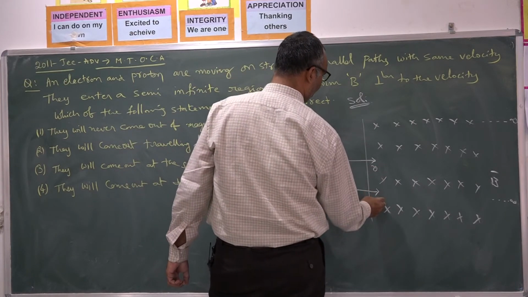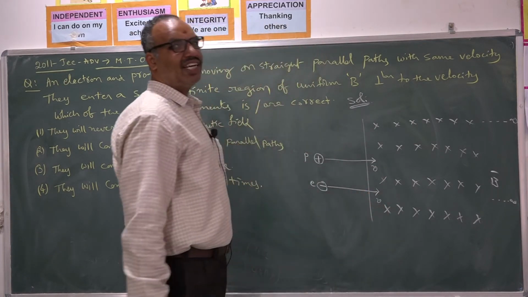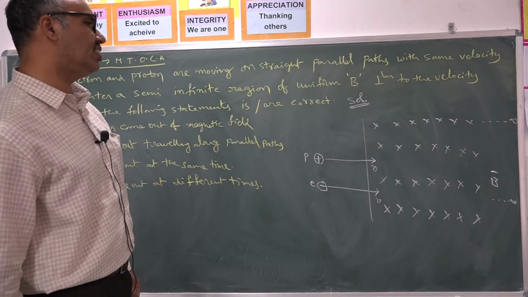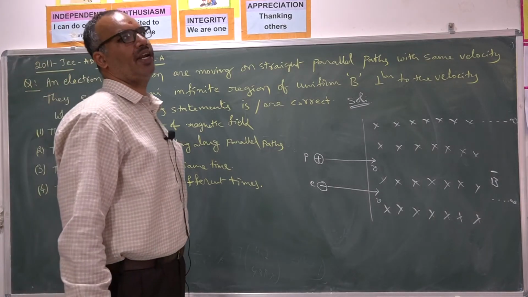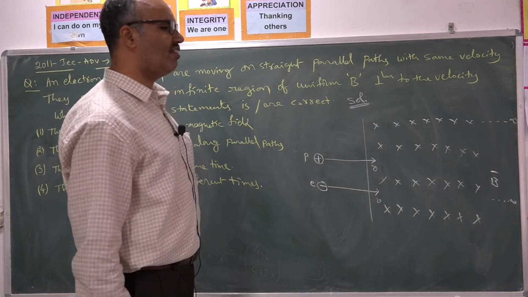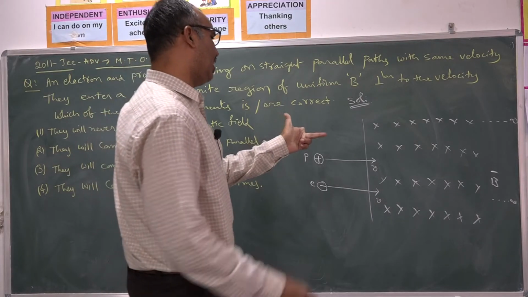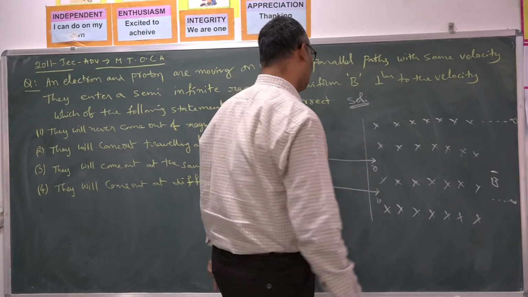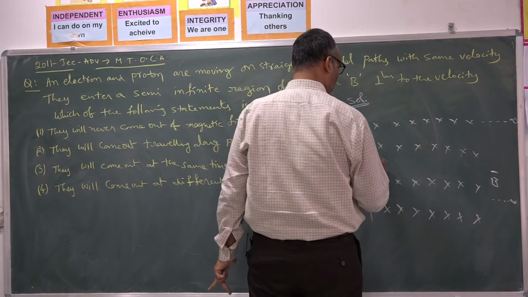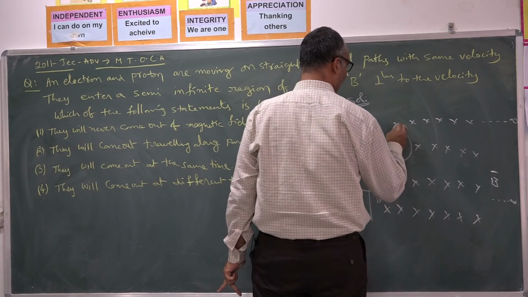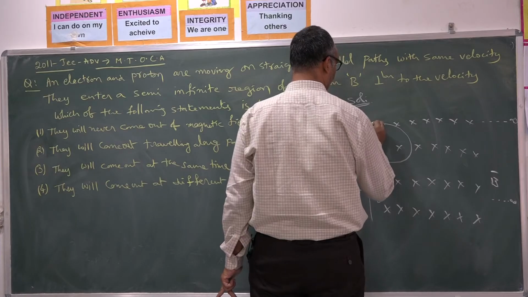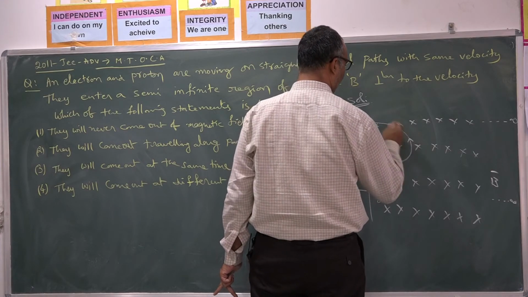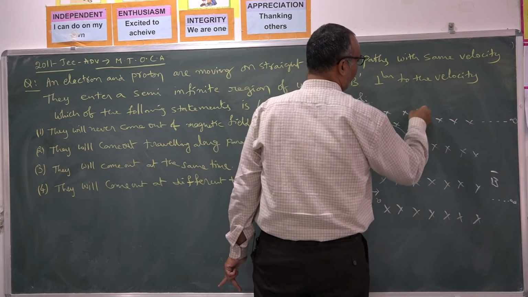As we studied earlier, a magnetic field only changes the direction of motion of a particle. As per Fleming's left hand rule, when the current is going like this and the magnetic field is into the paper, it experiences a force in the upward direction. So due to this force, it will get a curved path like this. This is the path followed by the proton.